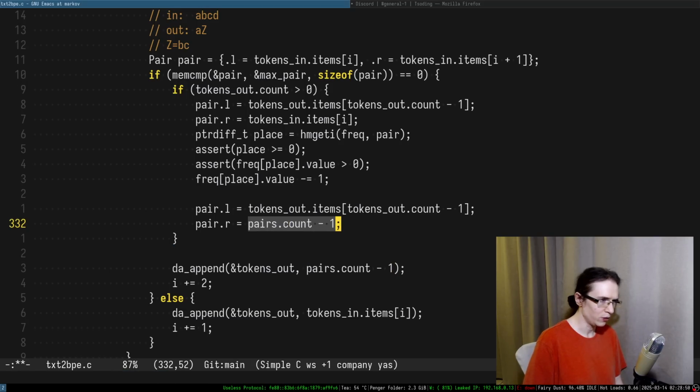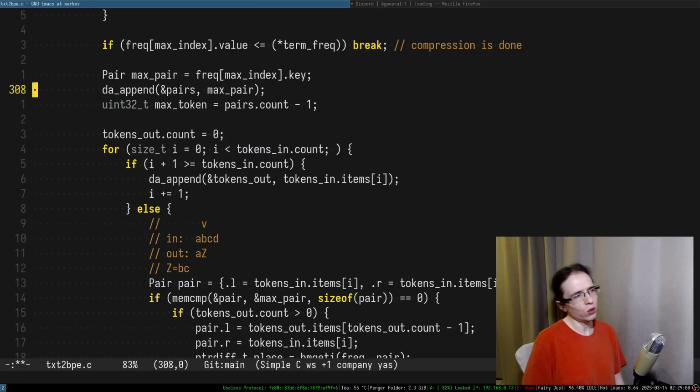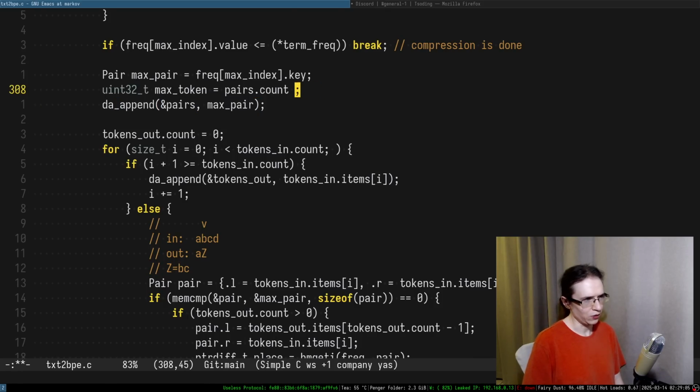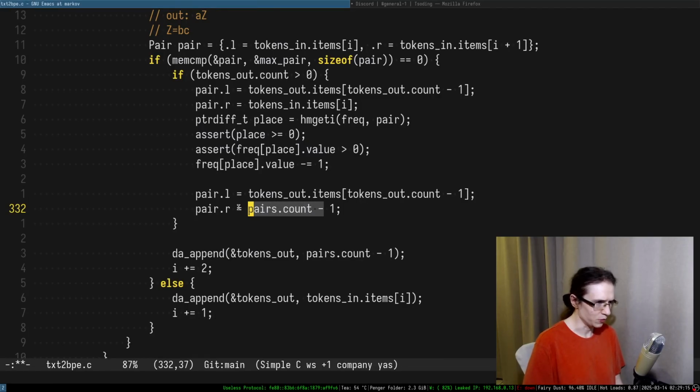So let me quickly do that. I'm going to put it somewhere here. Let's call it something like max token. So there we go, max token. Or we can actually put it before we append anything into the pairs and remove -1, right? Because it's essentially -1 in here before, so I think that's even better. So this is a maximum token. This one becomes kind of a max token as well in here.